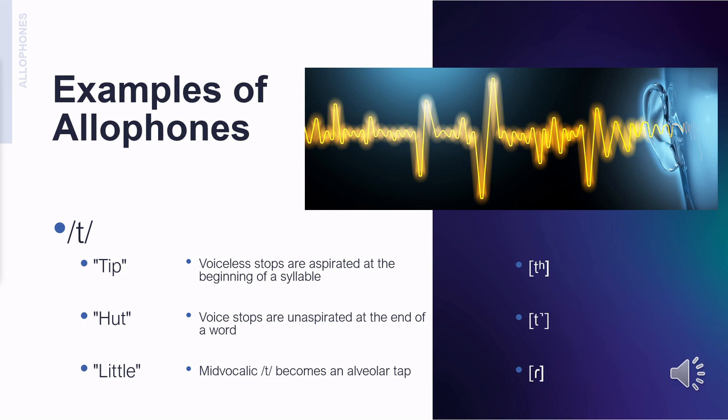Finally, the T in the word little becomes what we call an alveolar tap, sometimes called alveolar flap, because of its placement between the two vowels. In this case, there's no buildup of air pressure because the tongue is only lightly tapping on the alveolar ridge. An alveolar tap has a completely different symbol in IPA and does not use a diacritic at all.